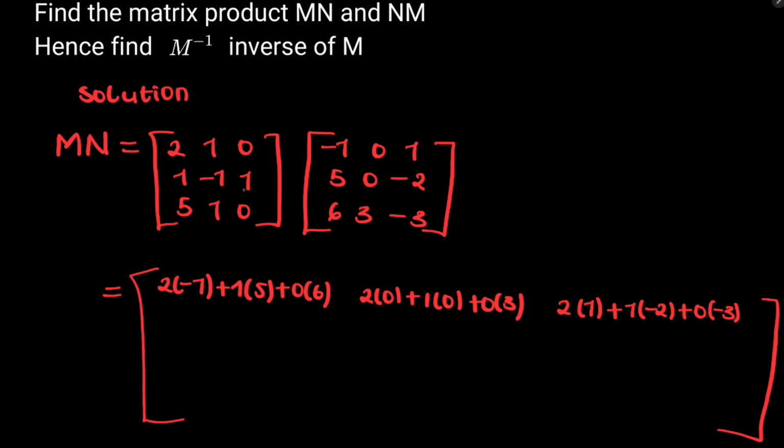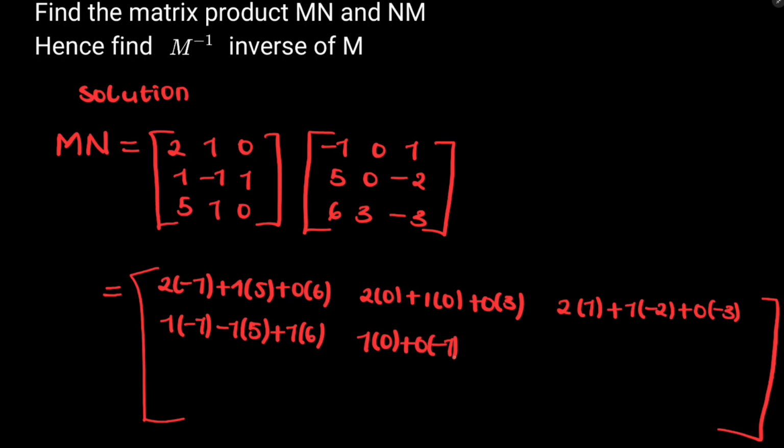Now let's go to the second row. Here we have 1 times minus 1 minus 1 times 5 plus 1 times 6. I have minus 1 here because it's minus 1 there. If it was just 1, it could have been a plus sign. We'll go to the next: 1 times 0 plus 0 times minus 1 plus 1 times 3. The next, 1 times 1 minus 1 times minus 2 plus 1 times minus 3.